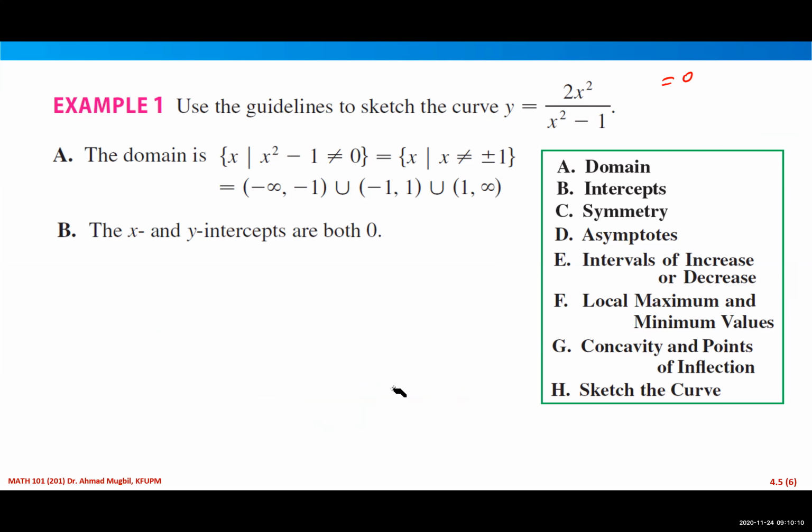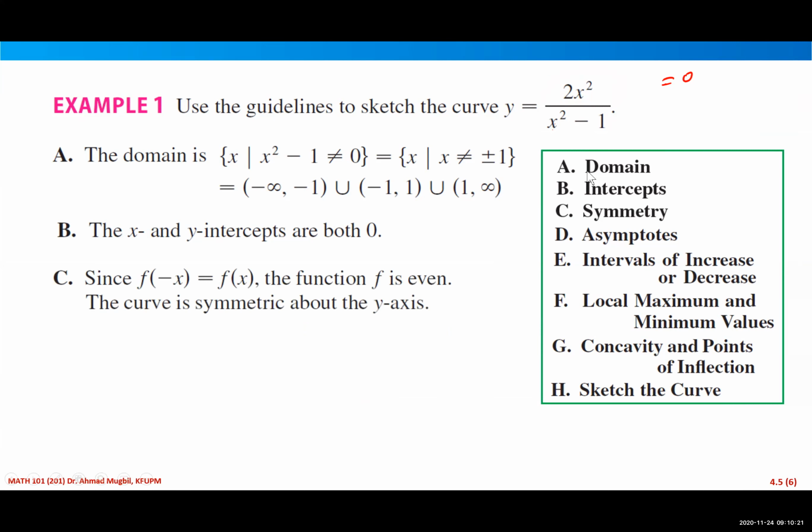Now, what else? The symmetry. What do you think? Is this function even? If we replace x by negative x, it will stay the same. So it is even. This function is even.